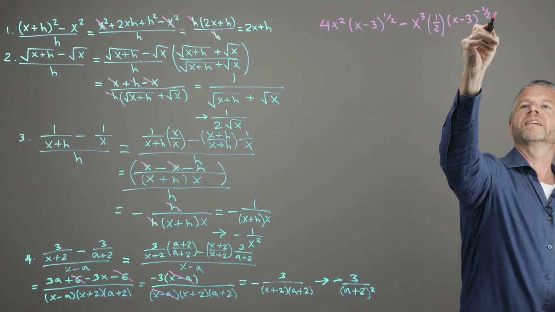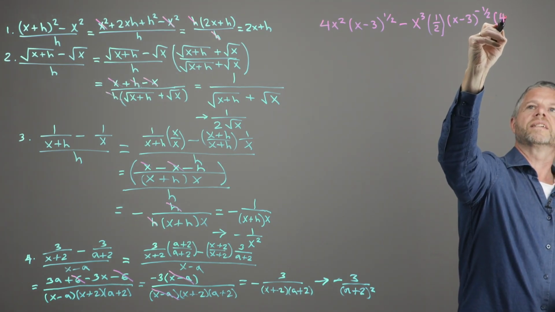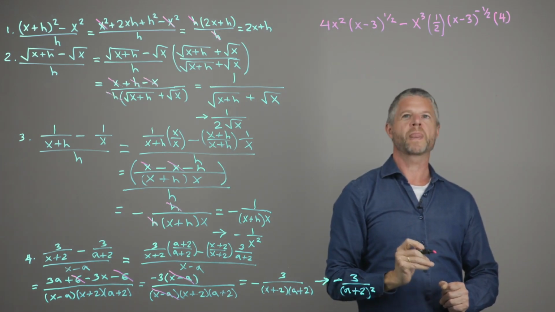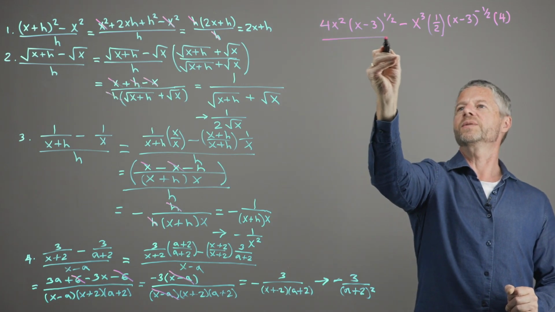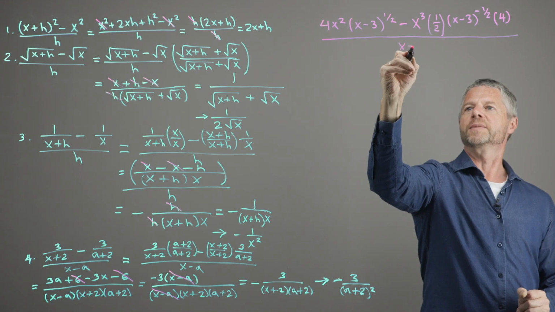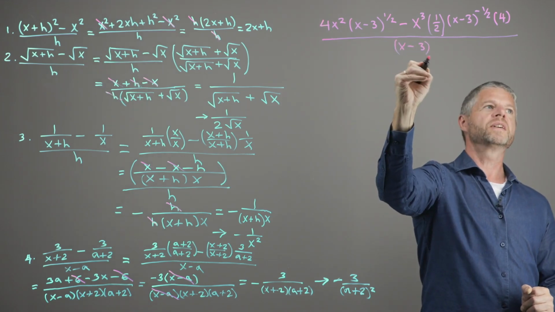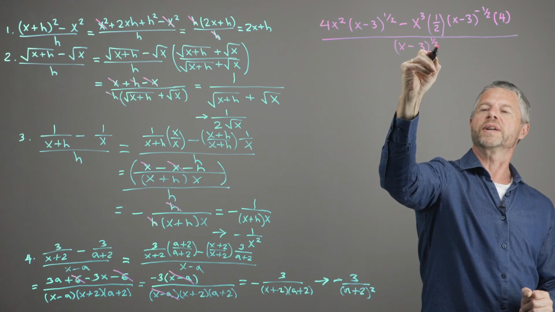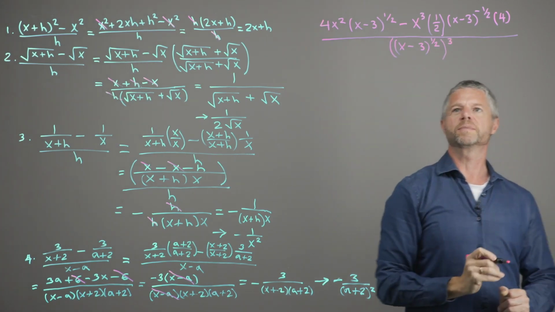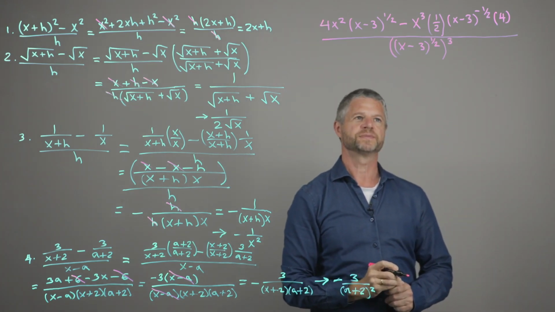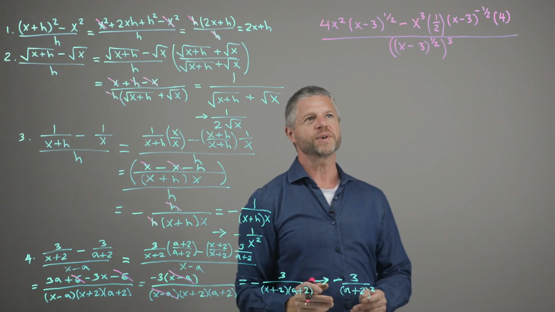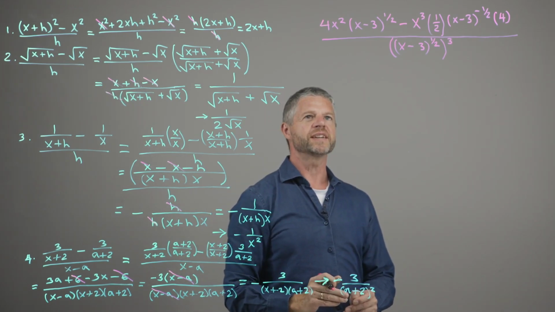And then I'll put in another constant, a 4, and I'll divide that whole thing by x minus 3, and we'll raise that to the power 1/2, and then we'll raise the whole thing to the power 3. So not a very pleasant expression to look at, but let's see if we can work with it and simplify it a little bit.